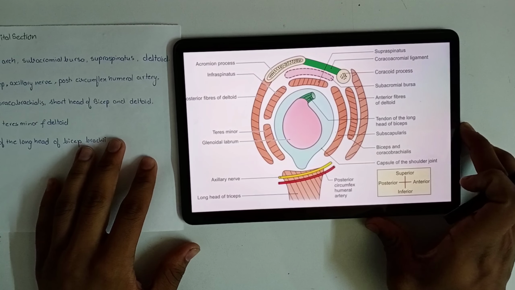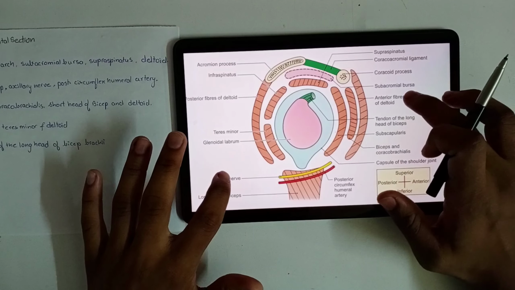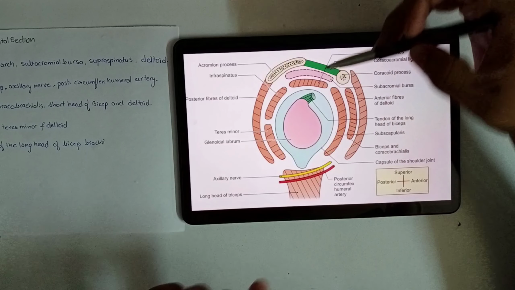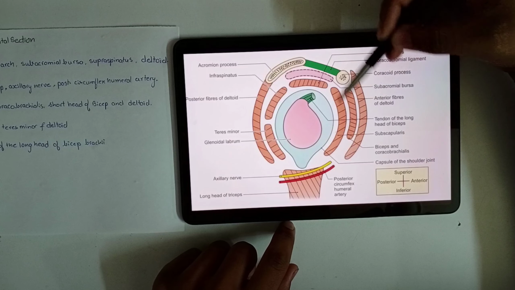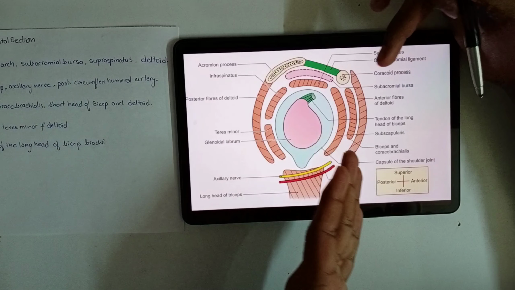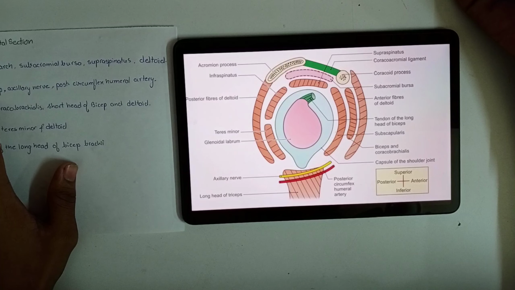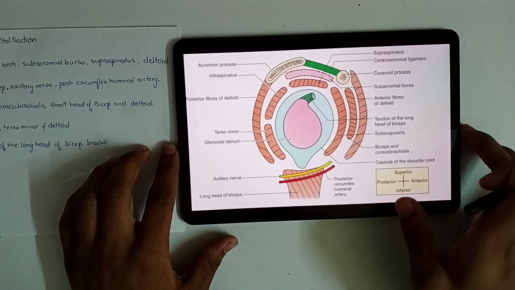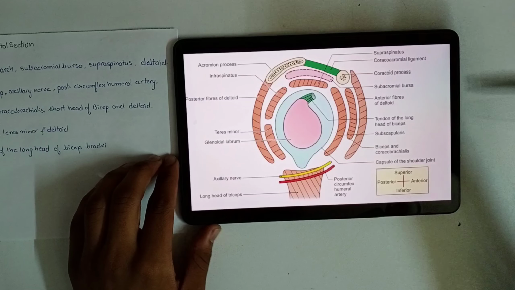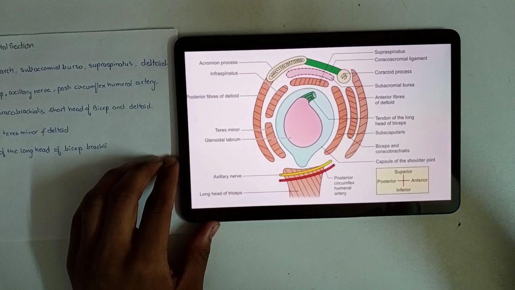So here you can see there is nothing to learn. You can just practice this diagram twice or thrice, and whatever you can see in this diagram you can write it down. So there is nothing to learn. You just have to practice this diagram.